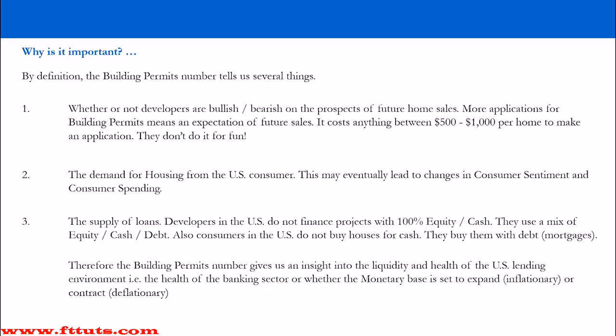The second thing it tells us is the demand for US housing from the US consumer, because it might eventually be a situation where we see changes in consumer sentiment and consumer spending. So for example, if building permits are very high, then it means that US consumers are actually looking at purchasing homes in the future. Otherwise, developers would not be making the applications, and this will drip down into consumer sentiment and consumer spending.